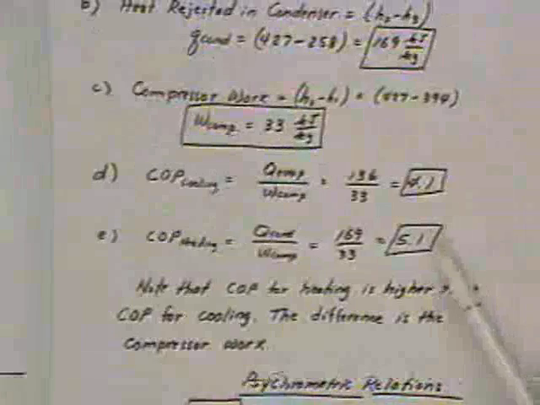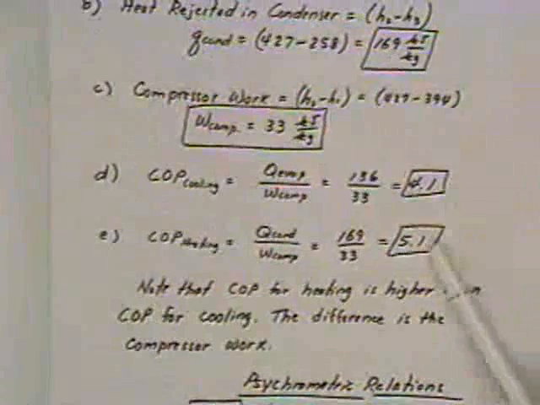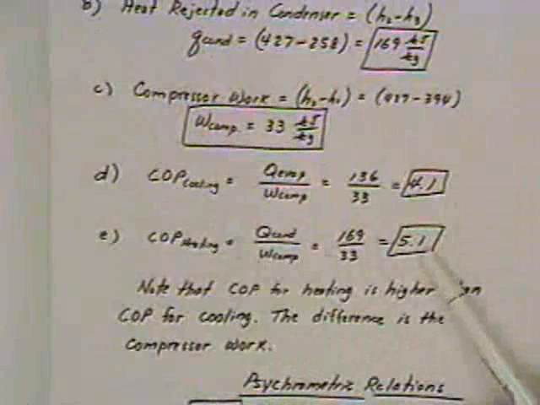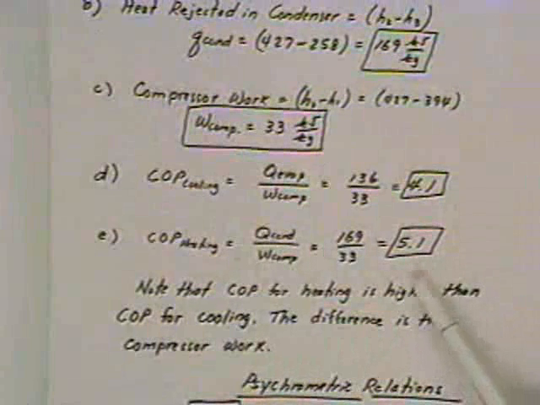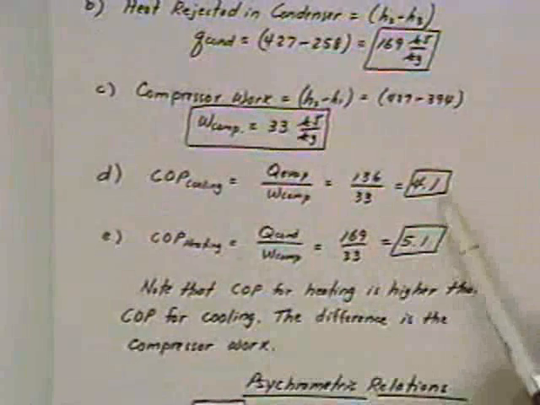If you end up with a difference in the condenser work, the condenser heat transfer not equal to the turbine or the compressor work plus the evaporator heat transfer, then you've got a small error in working out the answers. Also, you should have a situation here in the calculations where COP for heating is always higher than the COP for cooling, and the difference is the compressor work.